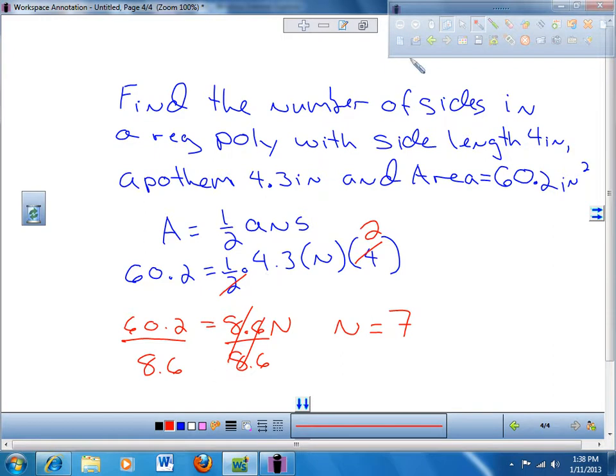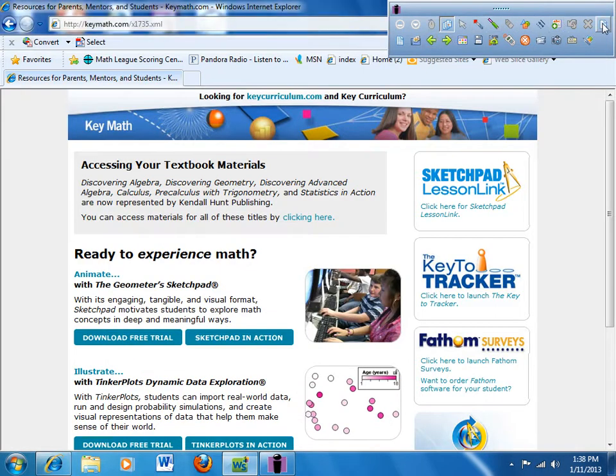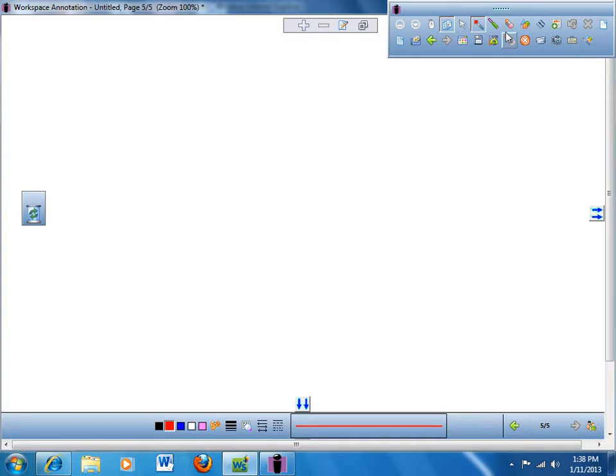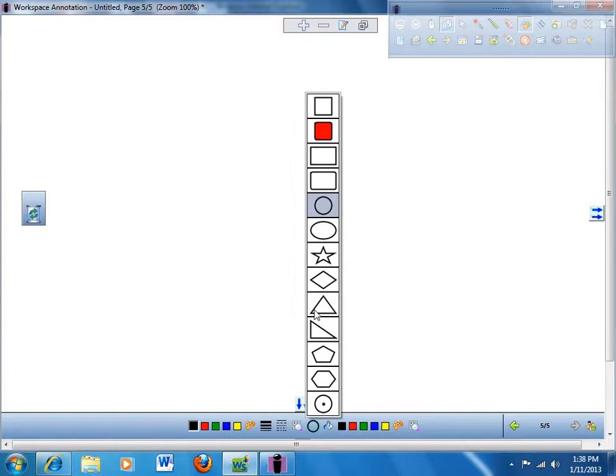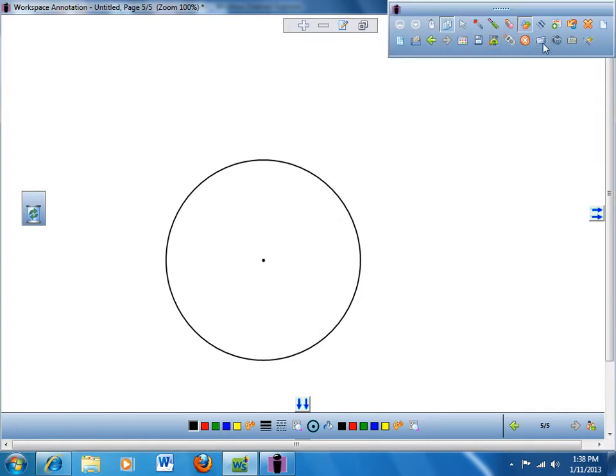And then lastly, I know we've done this before, but you're going to be asked to construct a regular hexagon. Remember how we do this? You start by drawing a circle with your protractor. Here's a circle. And then you take your compass.